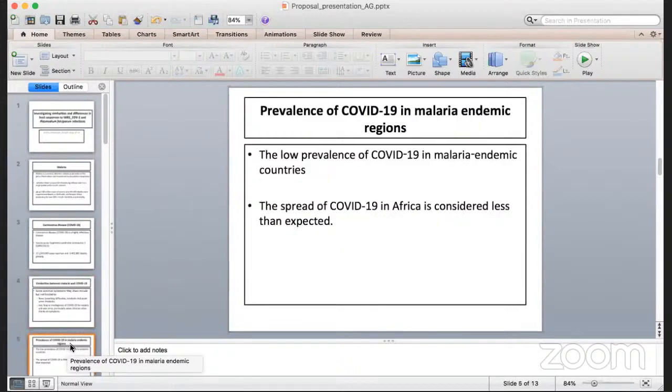As a result, and for many, many more reasons, we are sure there is a low prevalence of COVID-19 in malaria endemic countries. This was not originally expected, considering that these two infections may have similar symptoms, and you can imagine that co-infections with COVID and malaria may be complex.